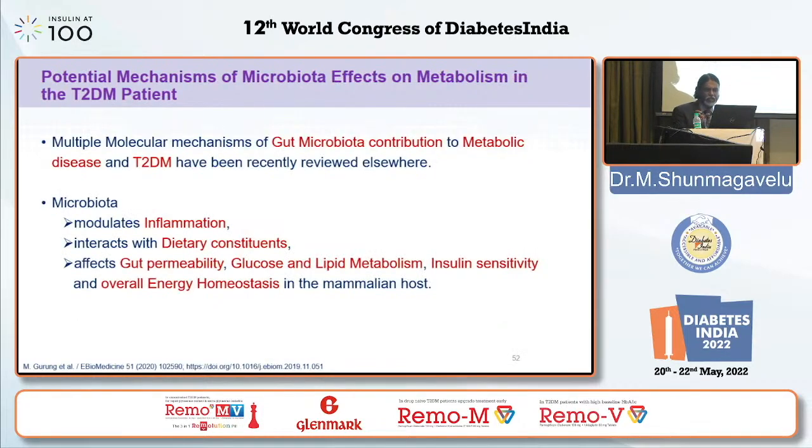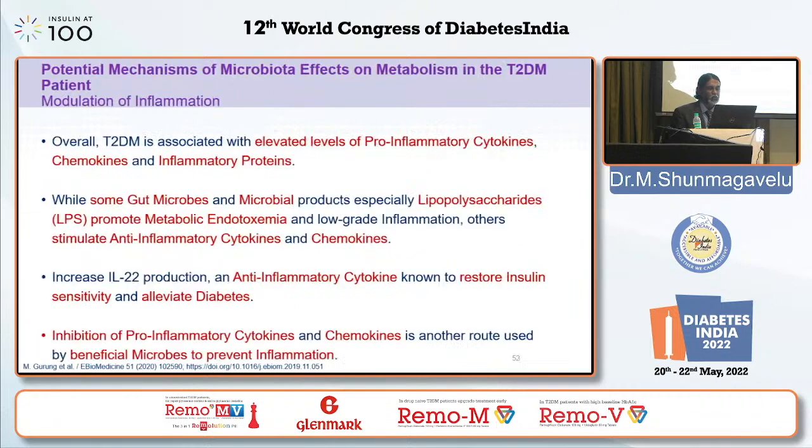So the potential mechanism of microbiota and its effect on metabolism in patients with type 2: it modulates inflammation, interacts with the dietary constituents, and affects gut permeability, glucose and lipid metabolism, insulin sensitivity, as well as overall energy homeostasis. Overall, type 2 diabetes is associated with elevated levels of pro-inflammatory markers. These markers and lipopolysaccharide are recognized by the toll-like receptors. And very important, interleukin 22 is an anti-inflammatory cytokine which can restore insulin sensitivity and also inhibits the pro-inflammatory cytokines.